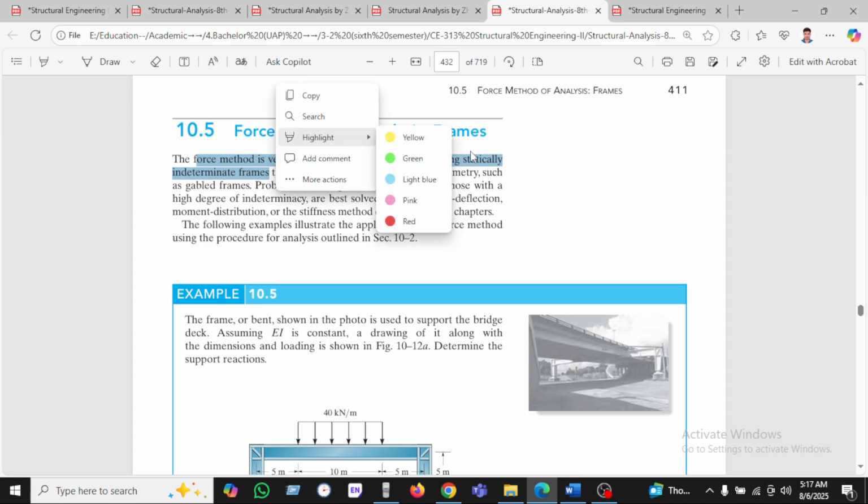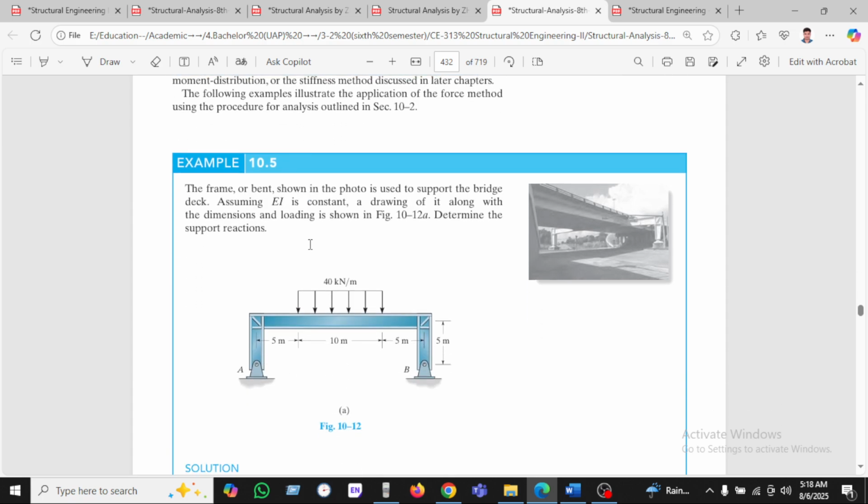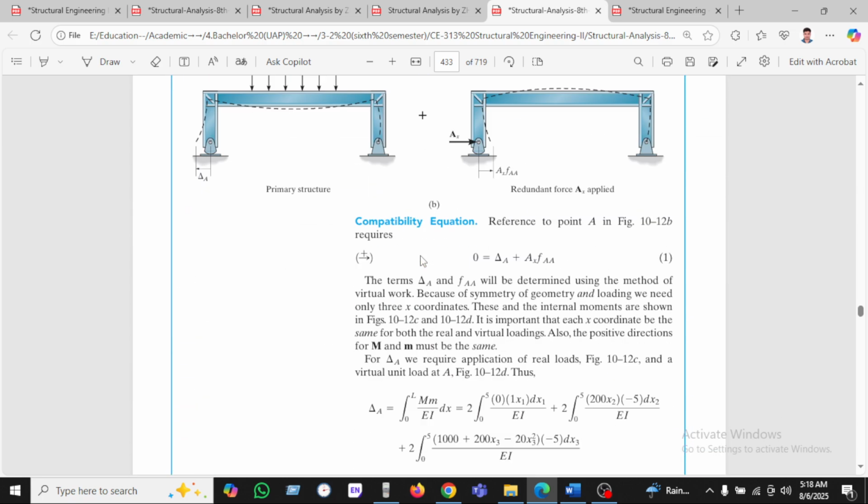You can see here single-story frames with unusual geometry, such as a gable frame. Problems involving multi-story frames, those with a higher degree of indeterminacy, are best solved using the slope deflection, moment distribution, or stiffness method discussed in the later chapters. Okay, so you will notice the following. You can see here some examples.